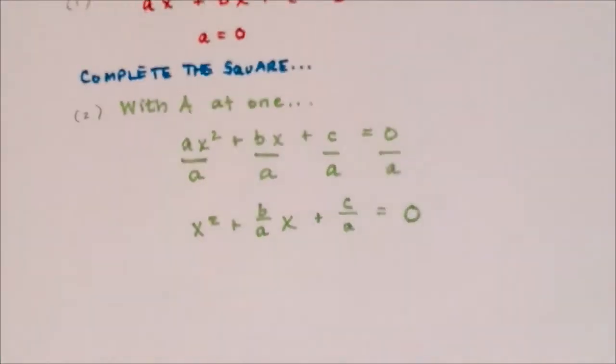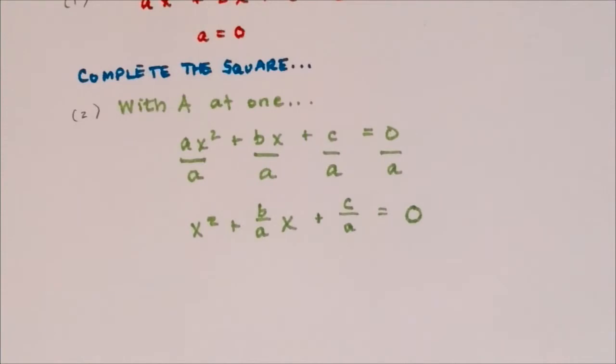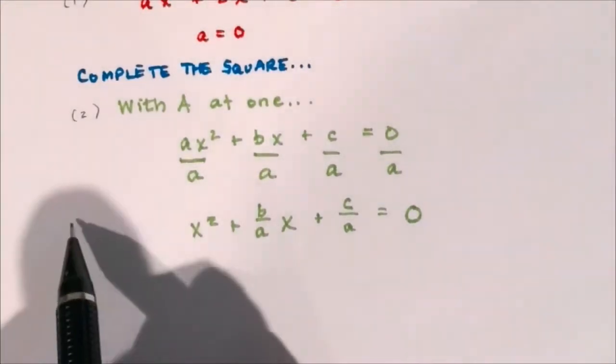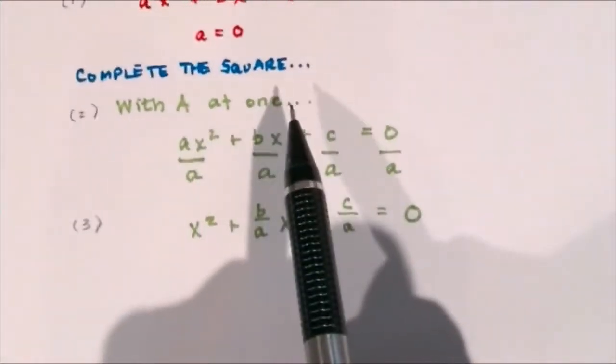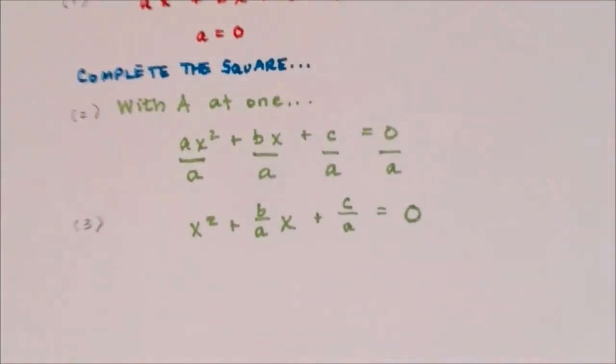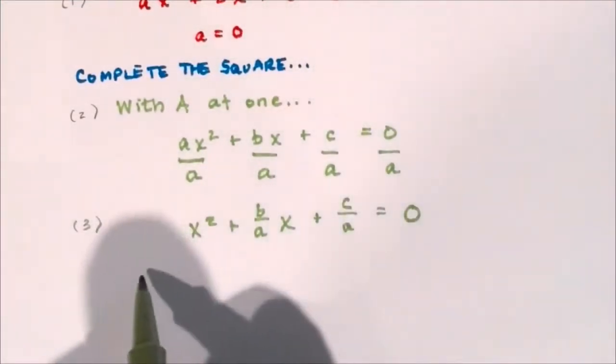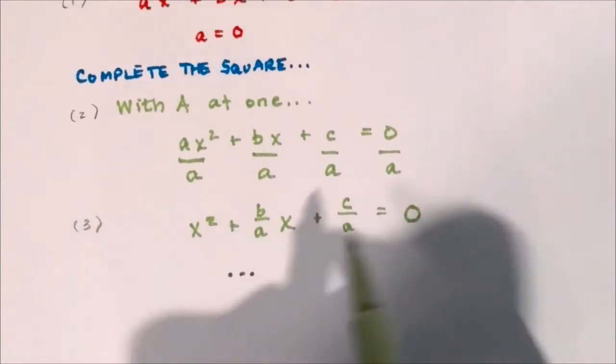I told you, everything we learned. I'm allowed to divide, but I have to divide everything, so I distribute that division. After my first step, I have x squared plus b over a x plus c over a equals 0. I'm going to call that line 3, just so I know where I am. Now, with a at 1, hopefully you're shouting out at home like Blue's Clues.